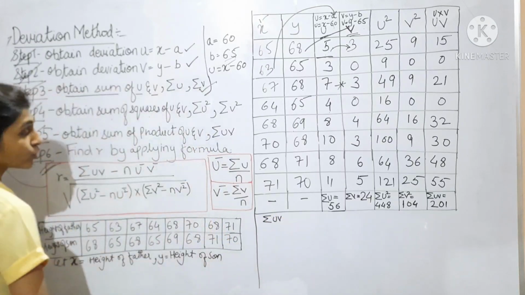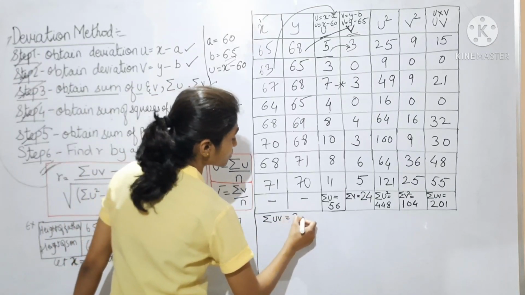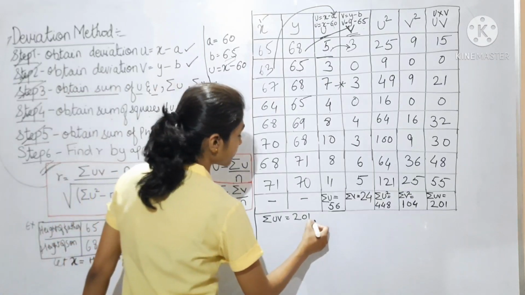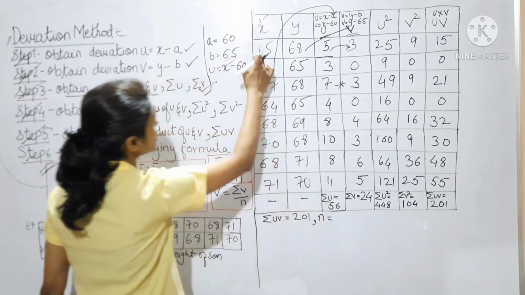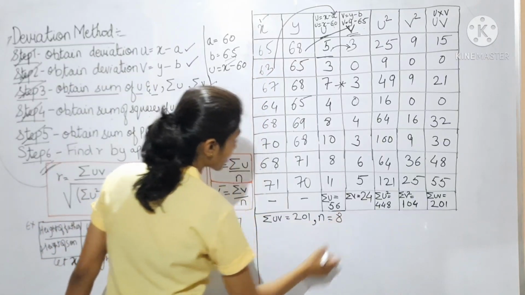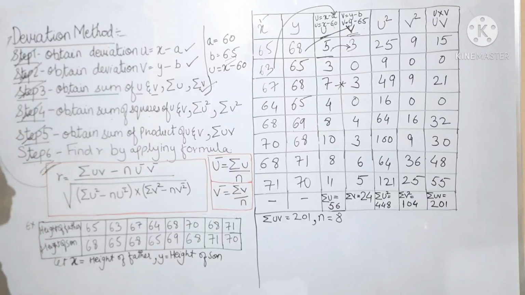Summation of uv is what? 201. Now n is what? Number of observations. So what is the number of observations? 1, 2, 3, 4, 5, 6, 7, 8. 8 is the number of observations. Now what do we have to find?